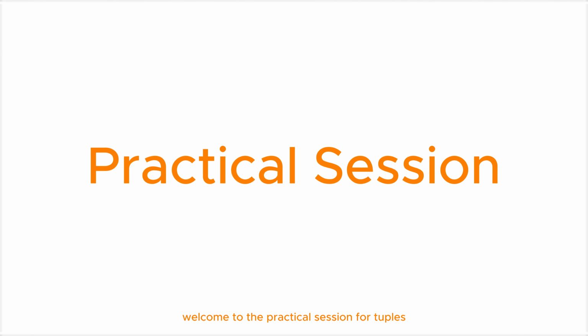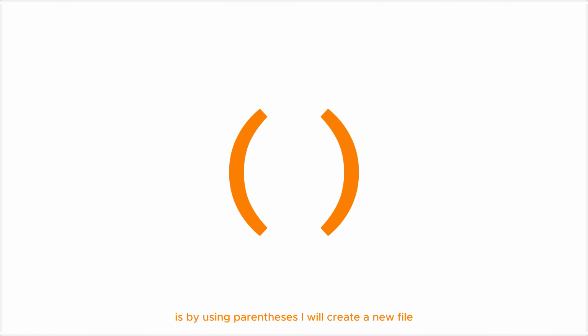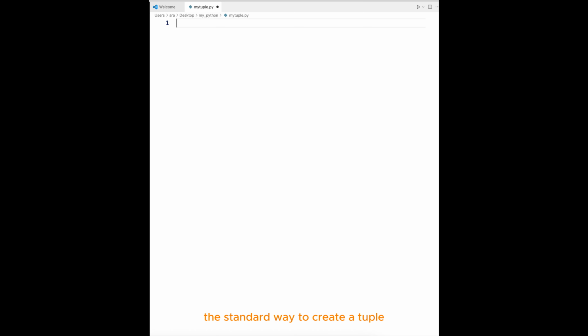Welcome to the practical session for tuples. In our theory section, we described a tuple as a padlock bundle of books, a collection of items that is immutable, meaning it cannot be changed. Let's create our first tuple. The standard way to create a tuple is by using parentheses. I will create a new file, name it mytuple.py. The standard way to create a tuple: my_books equal to open and close parentheses, mathematics, comma, art, comma, chemistry, comma, English.